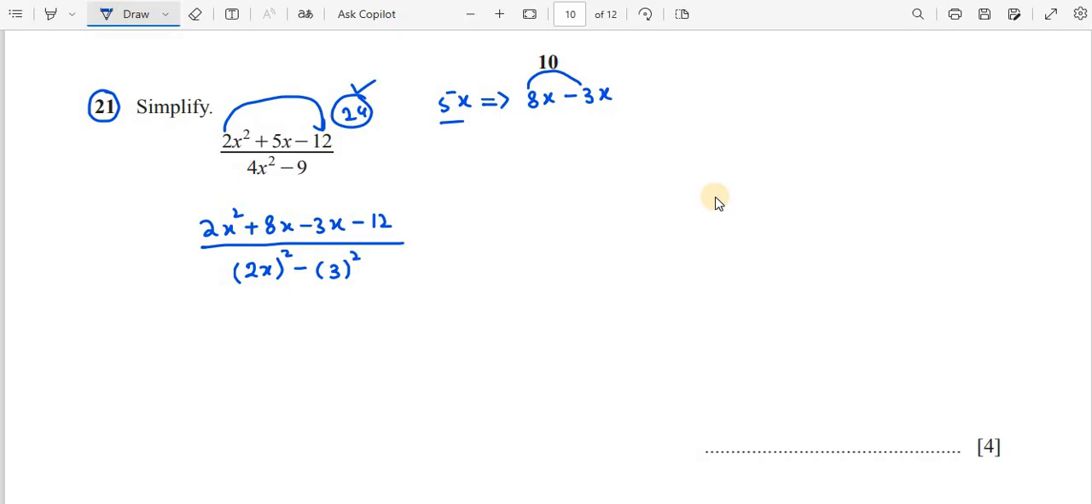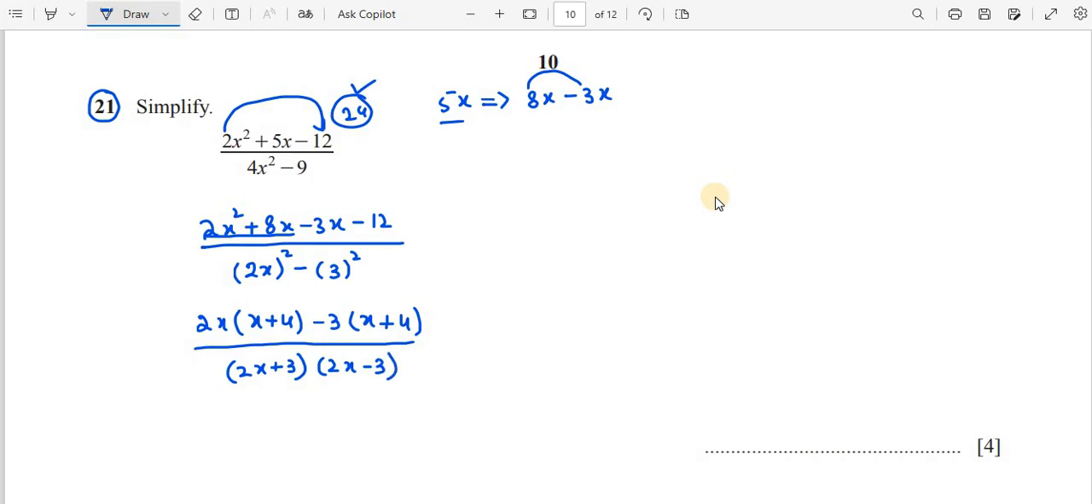Take 2x common from the first two terms. So 2x into x plus 4, 2 fours are 8. Minus 3 common, remaining is x plus 4, minus 3 fours are 12. Over, here we use the formula, one time is plus and second time is minus. So 2x plus 3 and 2x minus 3.